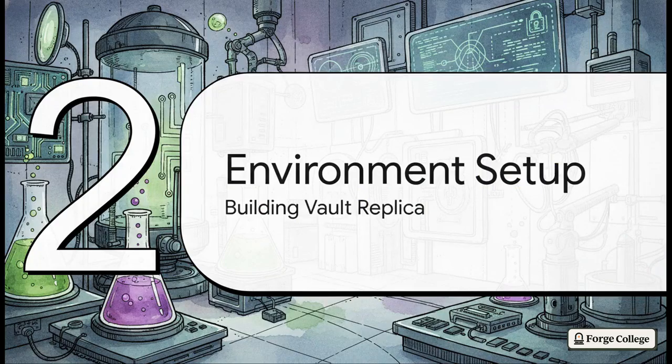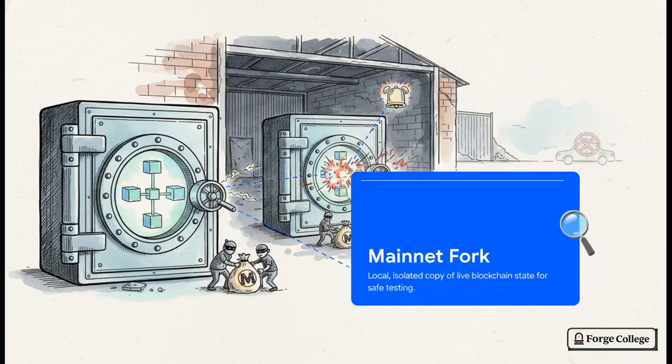Step 2, setting up the environment, or, as I like to think of it, building the vault replica. Okay, so the core concept we rely on here is called a mainnet fork. What is that? Well, imagine building an exact millimeter-perfect replica of a bank vault, but hiding it inside a secret warehouse. A mainnet fork is a local, totally isolated copy of the live blockchain state. It lets us try to blow the safe, trip the alarms, and totally drain the funds without the real-world police ever showing up. It is a completely safe, zero-consequence testing lab where the laws of the blockchain still apply, but the money? Yeah, it's strictly monopoly money.